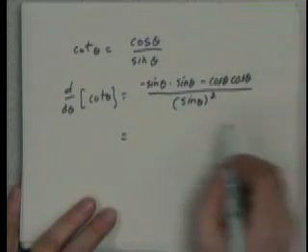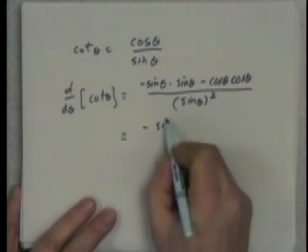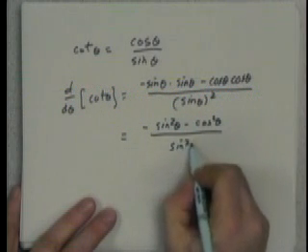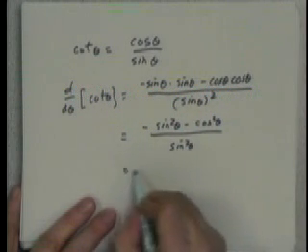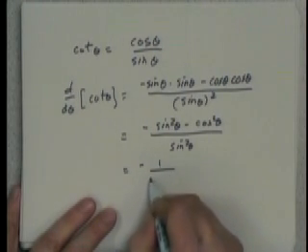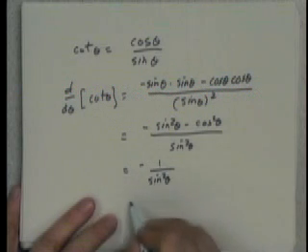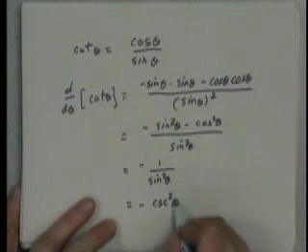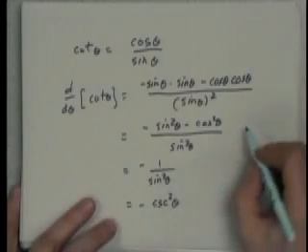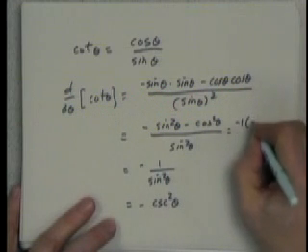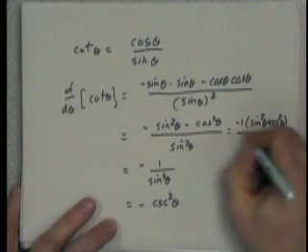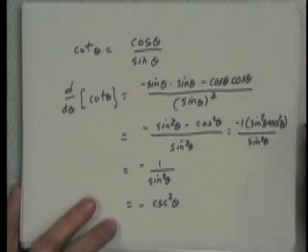And this is negative sine squared theta minus cosine squared theta over sine squared theta, which is negative 1 over sine squared theta, or negative cosecant squared theta. The sine squared plus cosine squared that you get if you factor the negative out of the numerator becomes 1.